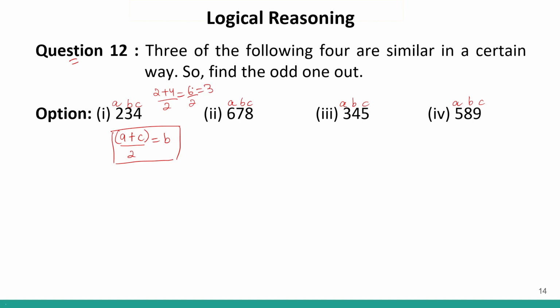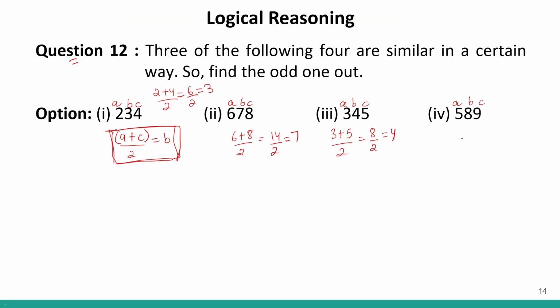Correct? Similarly, if I check option number 2: 6 plus 8 divided by 2. 6 plus 8 is 14. 14 divided by 2 is giving me 7. So this logic is correct for option number 2 as well. If I look at option number 3: 3 plus 5 divided by 2. So this will be 8, divided by 2 will be 4. So this particular logic is correct for options number 1, 2 and 3.